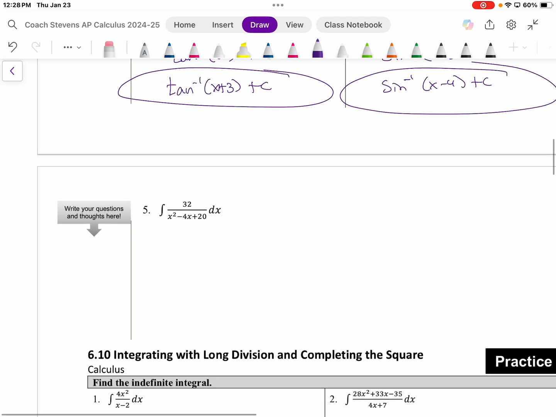So again, as an idea, no square root, so we're thinking about arctangent. That's what we're thinking about for format. I'm thinking about getting this into 1 over x squared plus 1. That's what I'm trying to figure out, how to get it to something like that.